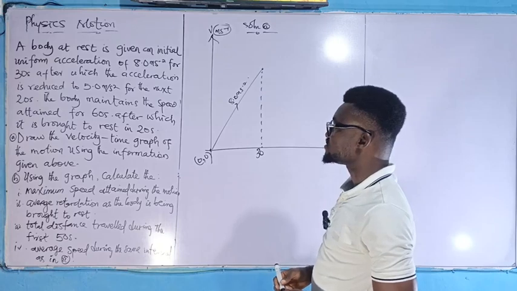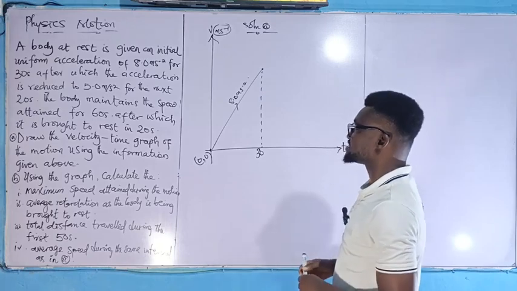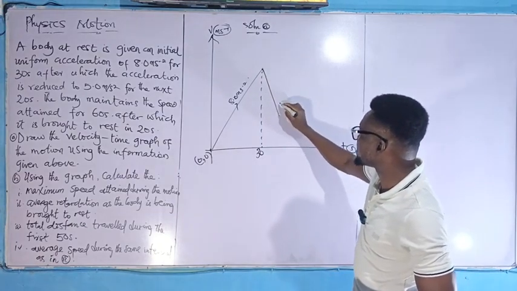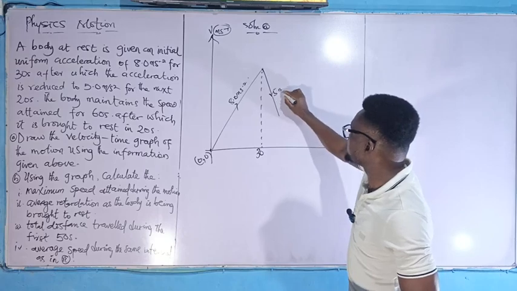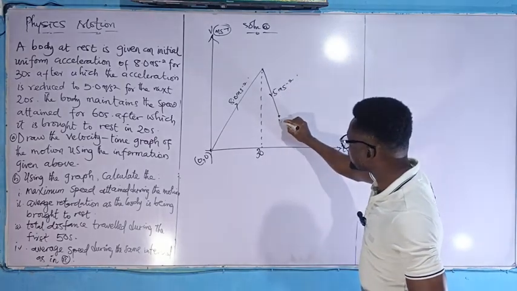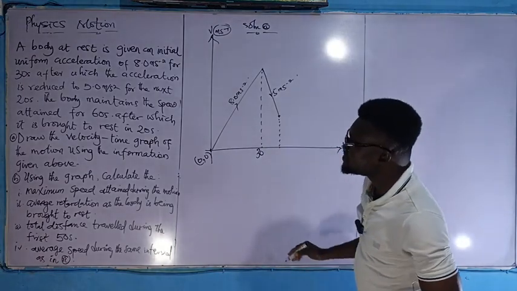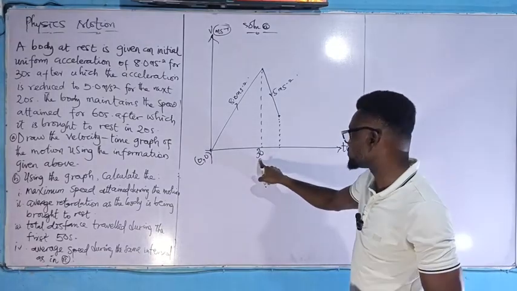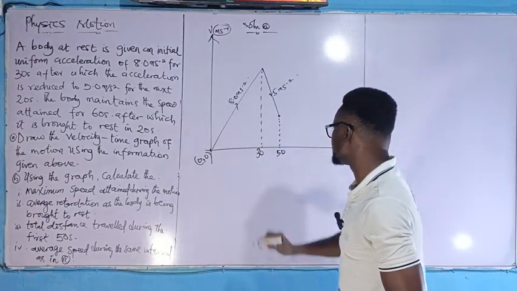After which the acceleration is reduced to 5 meters per second squared. The acceleration was reduced in a time of 20 seconds. So add 20 to 30 seconds already, you have 50 seconds.